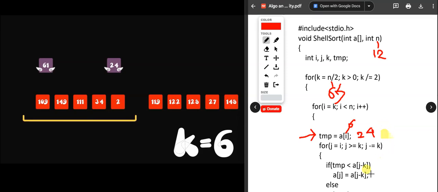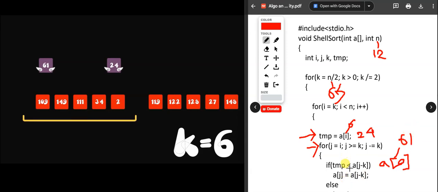Next, what happens? If temp is less than a[j minus k]. So j starts from i. That means once you enter this loop, the value of j is 6. And after that, we are subtracting j minus k, which gives you the zeroth position, which is the position of the 61 that we started with. That is 61.